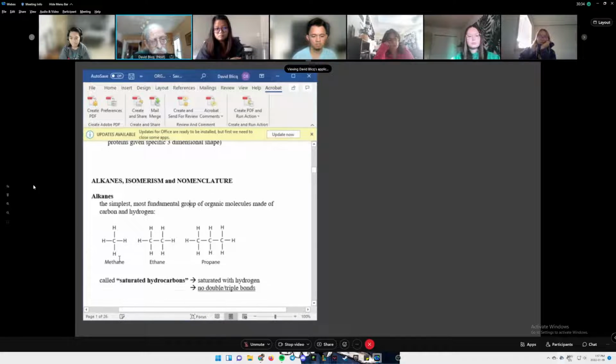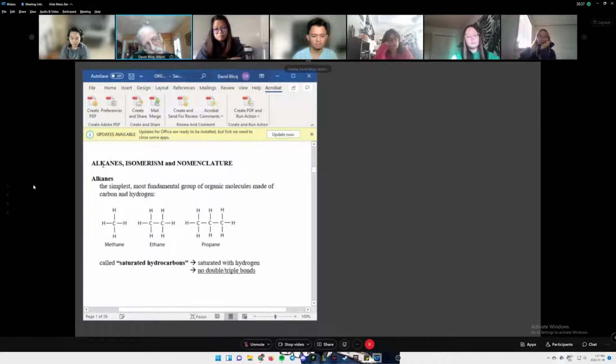Alrighty. So, just to mention, I'm not going to go into the full naming here yet. I just wanted to sort of introduce the idea. Starting with alkanes, which is the carbon. How many bonds does it like?